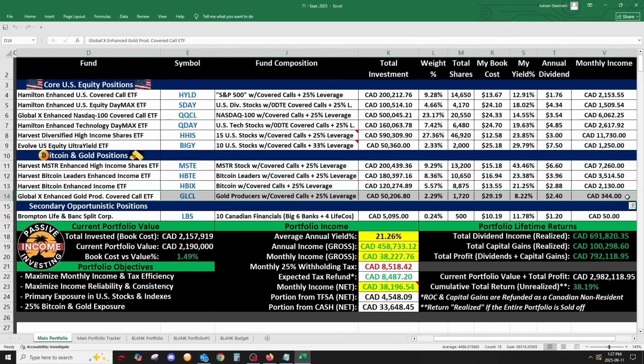So GLCL is actually a very recent ETF by Global X. It's the 25% leverage version of GLCC. This is the first leveraged and covered call gold producer ETF in Canada.